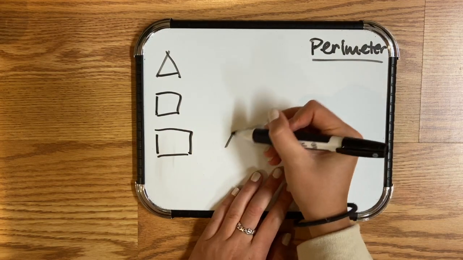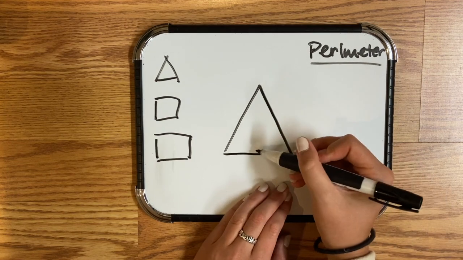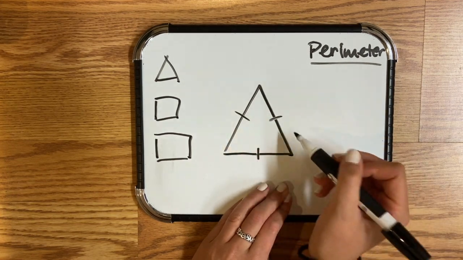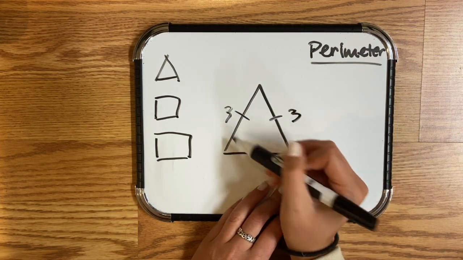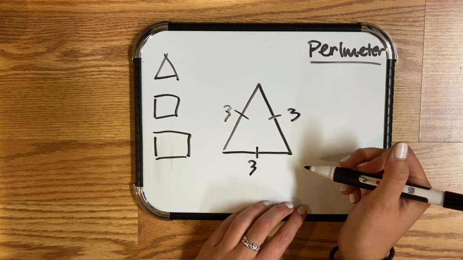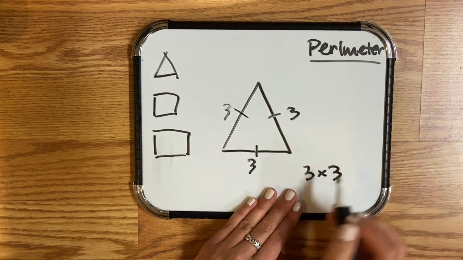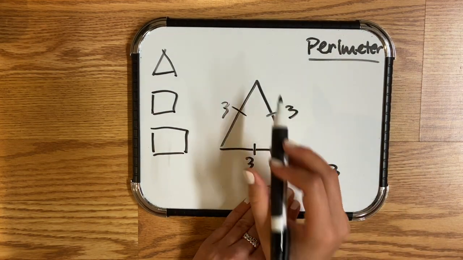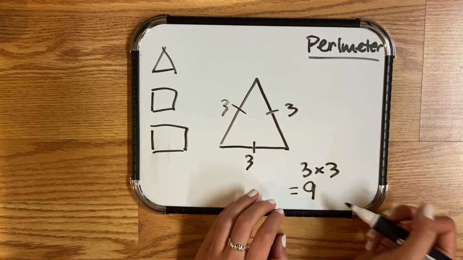For what we call equilateral triangles, where every side of the triangle is the same length, I'm signaling that there with those little ticks that they're all equal in length. Let's say each side is 3. You can just say 3 times 3, because each side is 3 and there are 3 sides, and that gets you a perimeter of 9.